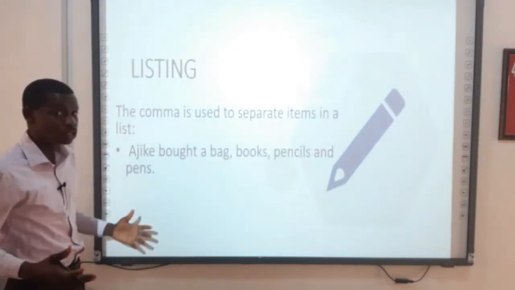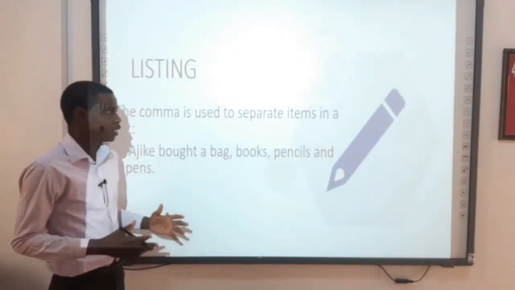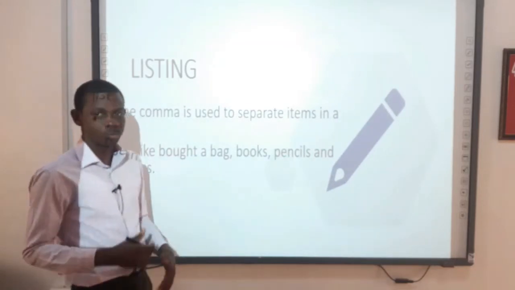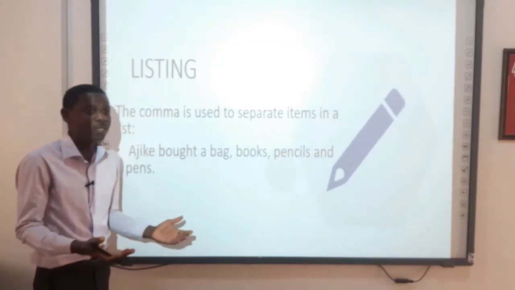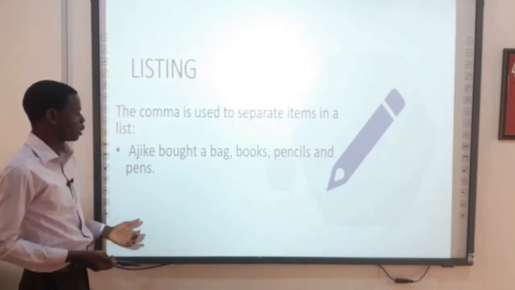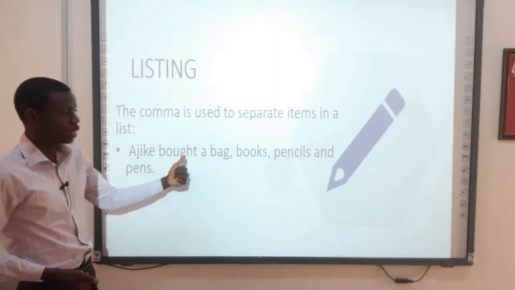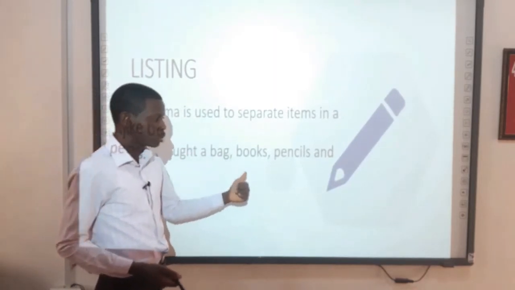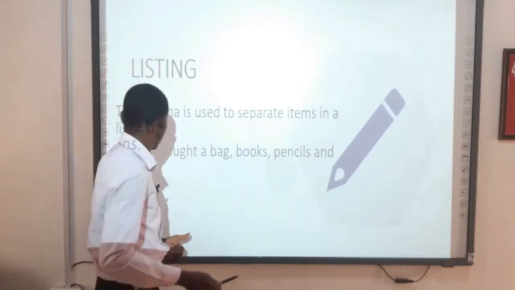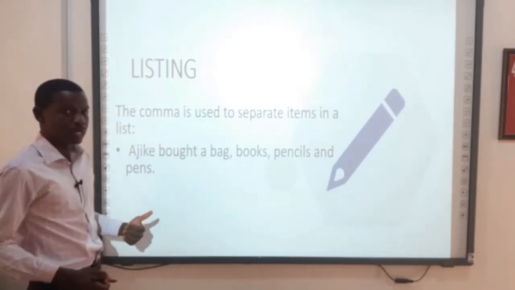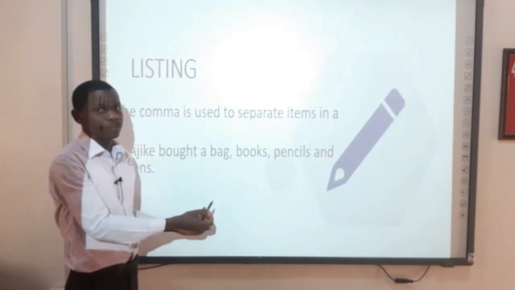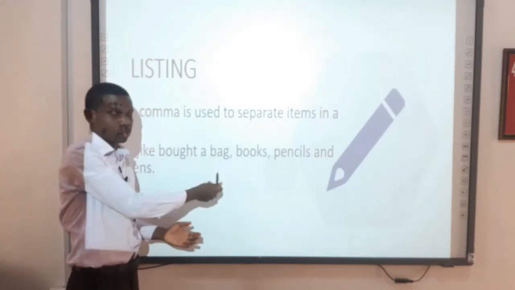Of course, the basic function of the comma is that we use it when we have a list of 2 or more, or 3 or more items. For instance, let's see what we have here now. Ajike bought a bag, books, pencils, and pens. Now, interestingly, of course, you know we do this. So the comma here tends to stand for the additive conjunction and.